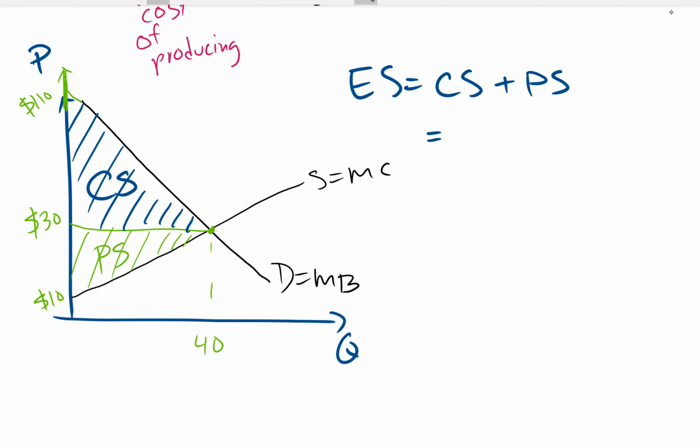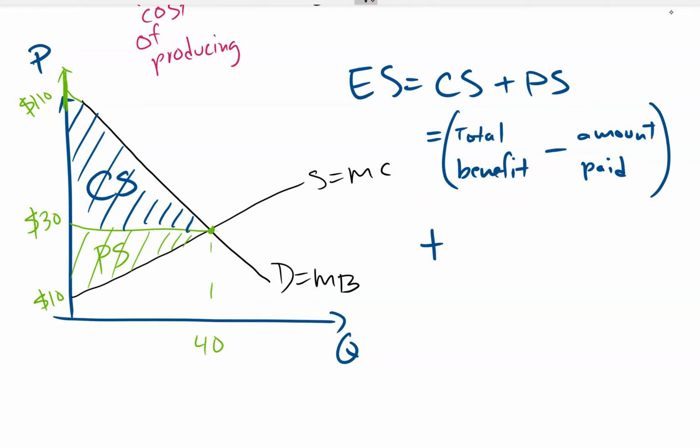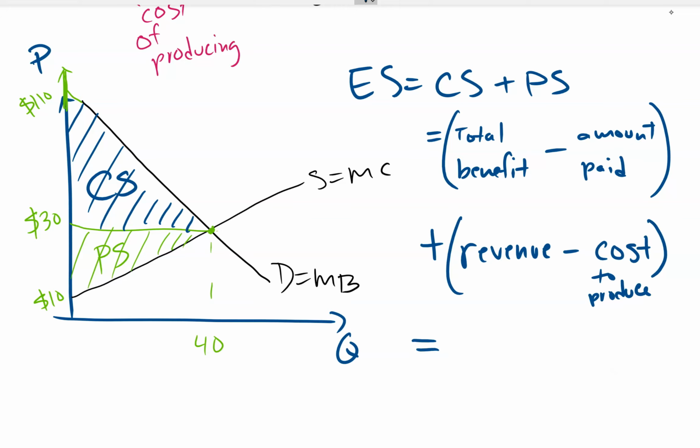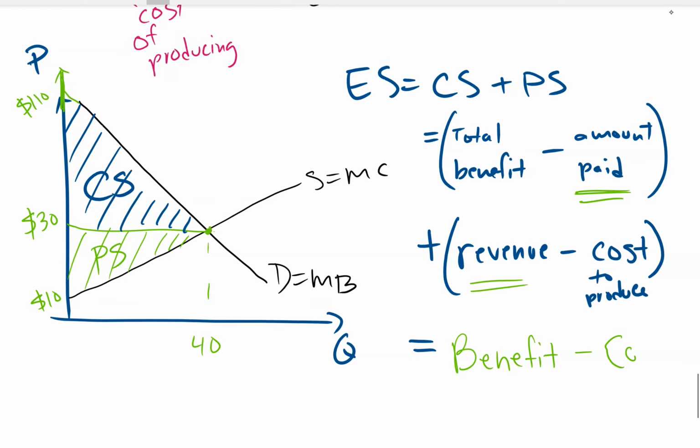So if you remember, our consumer surplus was the total benefit of that amount of units minus the amount paid. That was our consumer surplus. And our producer surplus was the revenue minus the cost to produce, or at least the marginal cost of the production, right? So then we notice something. This part, revenue, and the amount paid, those are the same thing. The amount that's paid by the consumer is the revenue for the firm. So one of those is a negative and the other is a positive, so those are going to cancel out. So basically at the end, our economic surplus is just the benefit minus the cost, right?